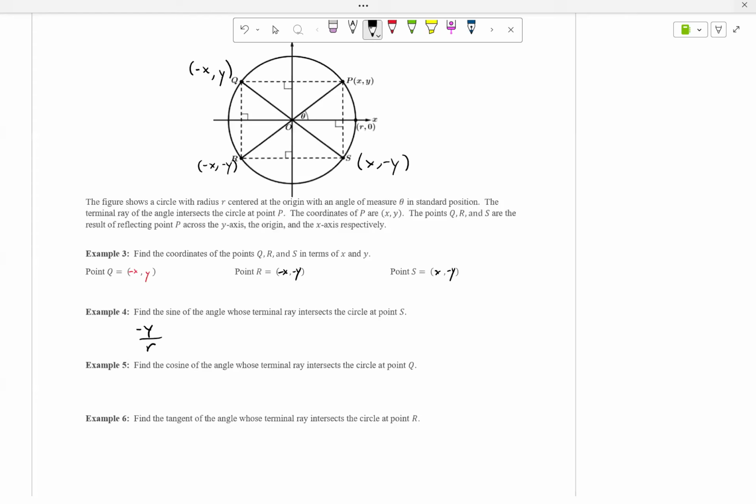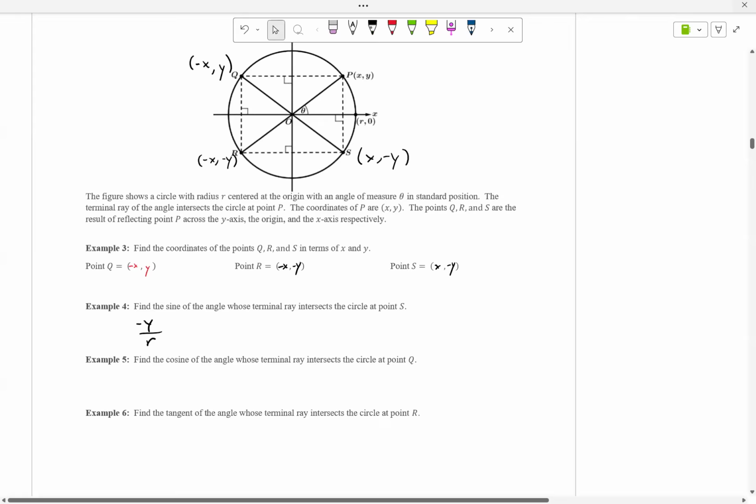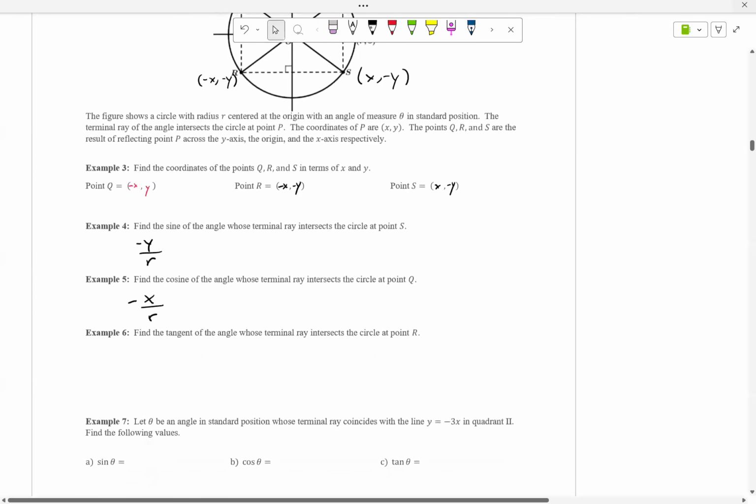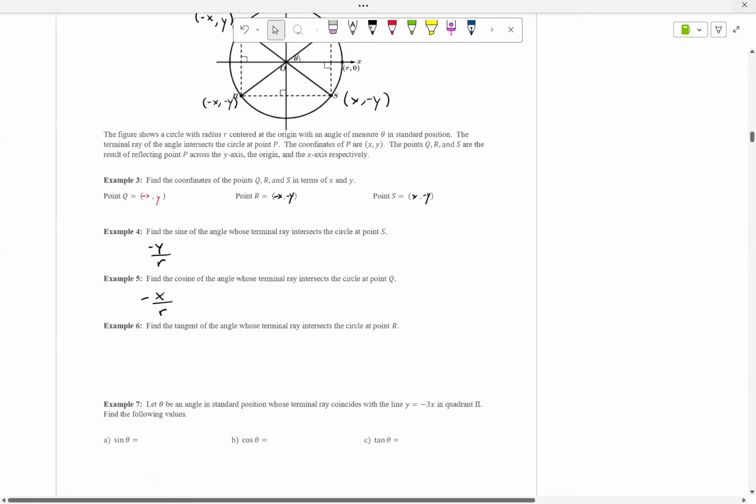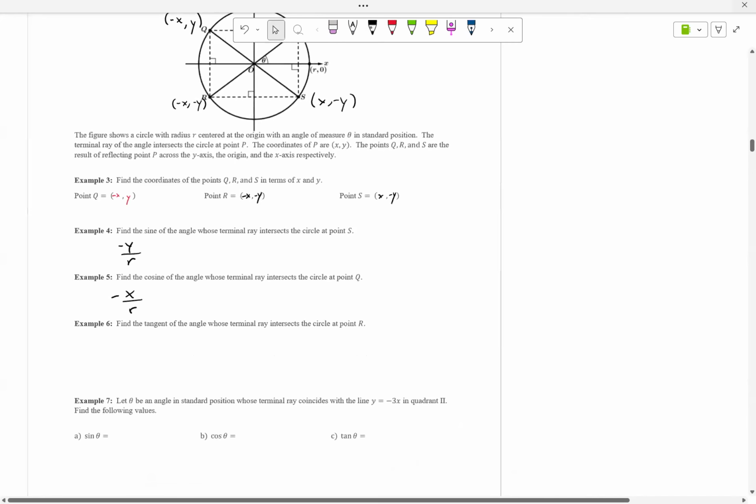Examples 5 and 6, are you ready? Oh, look at this. Oliver, example 5. Negative X over Y. Now this is point Q. Over R. Oh, over R. Thank you. And Max, example 6. The tangent of the angle.